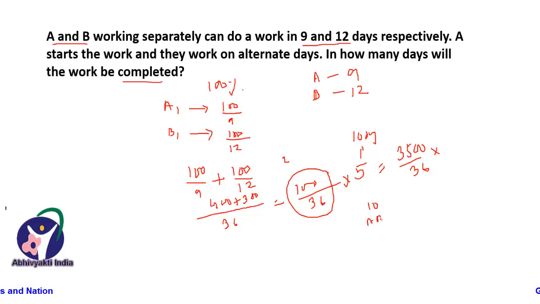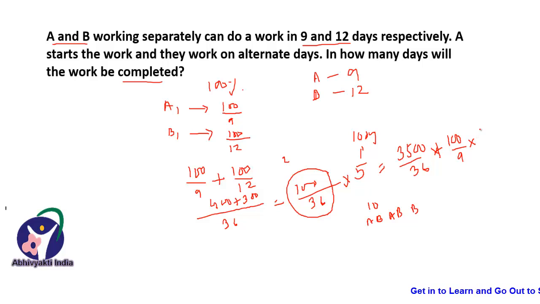A, B for the first 2 days, A, B for the next 2 days. So on the 10th day who has worked? B has worked. Now on the 11th day A will work. So A is doing how much work in one day? 100 by 9.